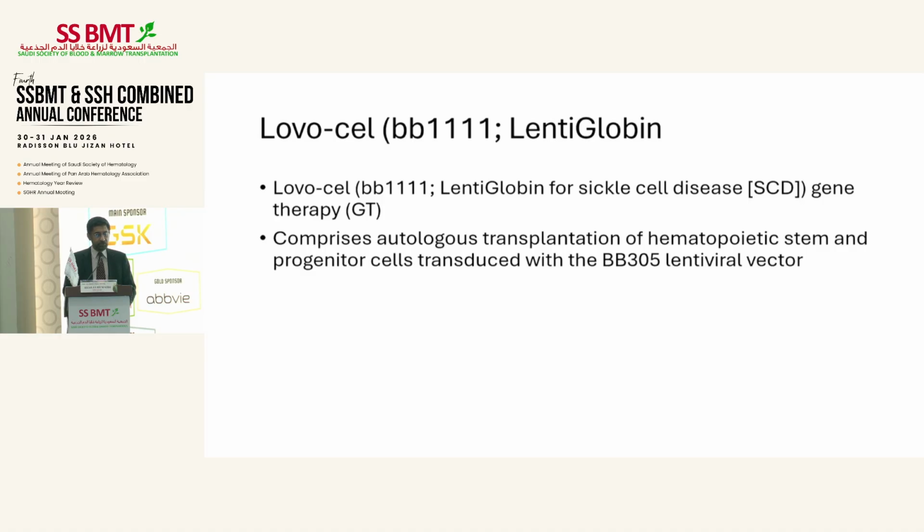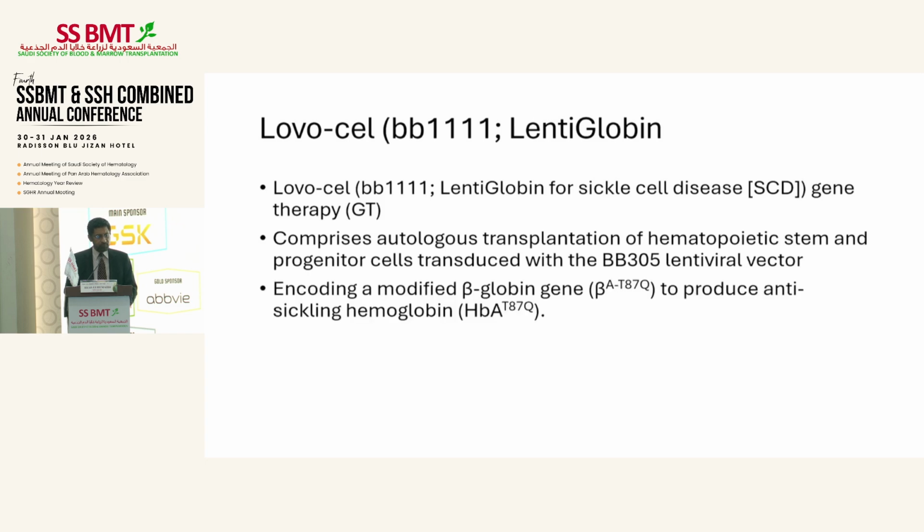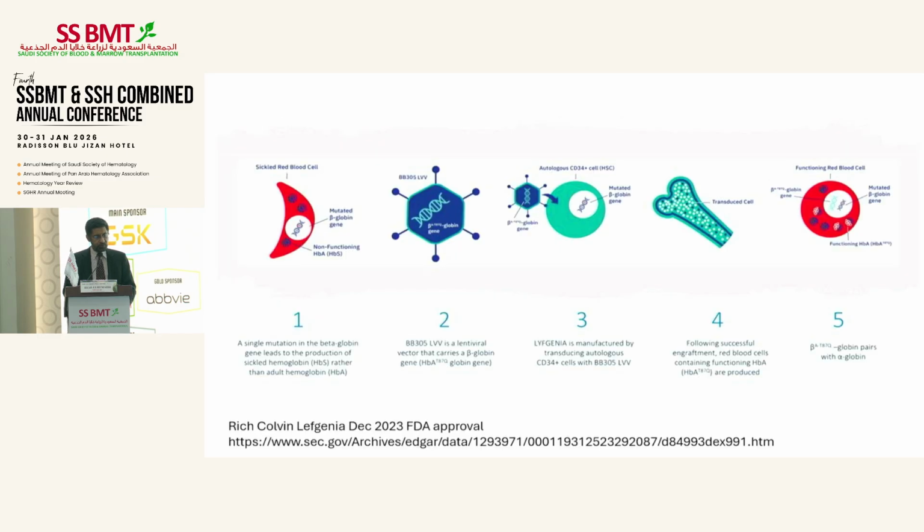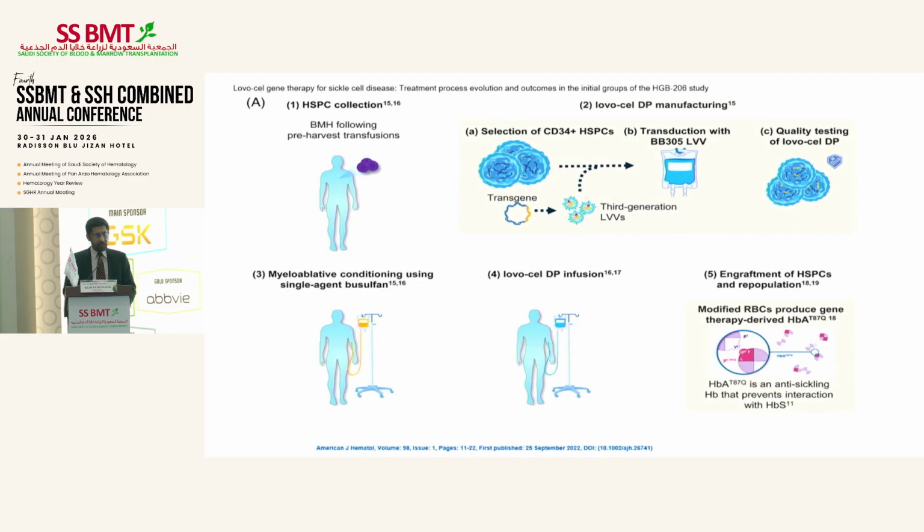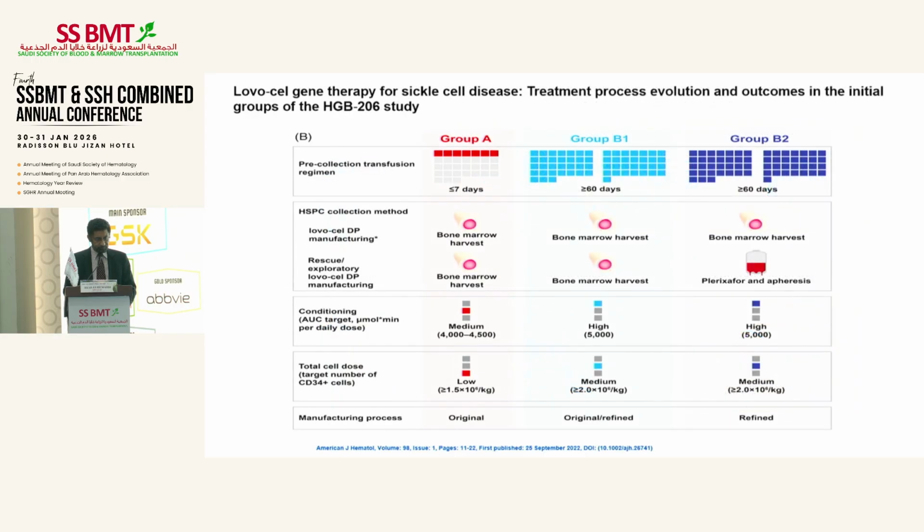So you delete the gene that's causing sickle cell, and with a lentivirus, you introduce a gene that can produce normal hemoglobin A, encoding beta hemoglobin A, it's called beta 87Q. And the process is similar. You collect the cells, you use the lentivirus to introduce the new gene that edits the sickle gene, and then you treat the patient with busulfan, and then you infuse the cells that have been edited.